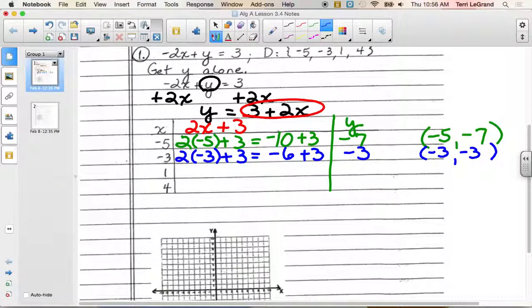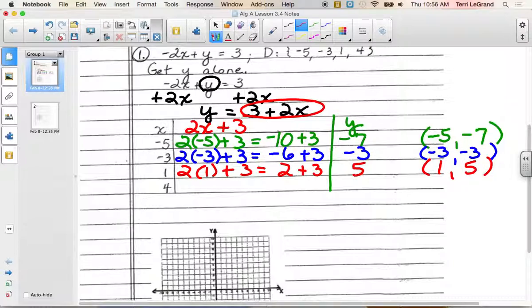Okay, now we are going to move on to doing it for +1. Okay, 2 times 1, 2, 2. 2 plus 3, 5, 5. Ordered pair, 1, 5. 1, 5.